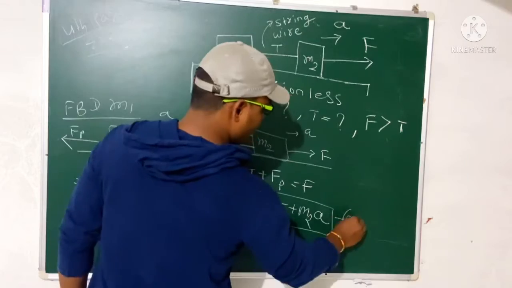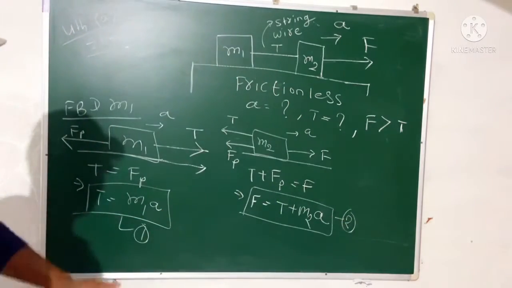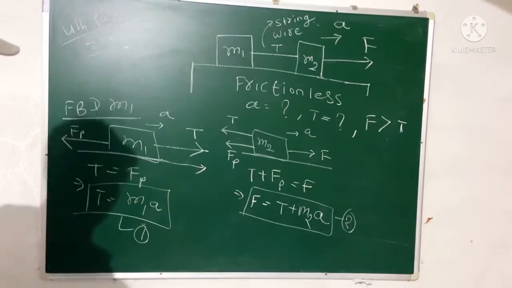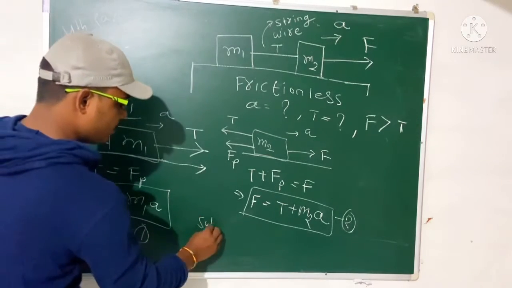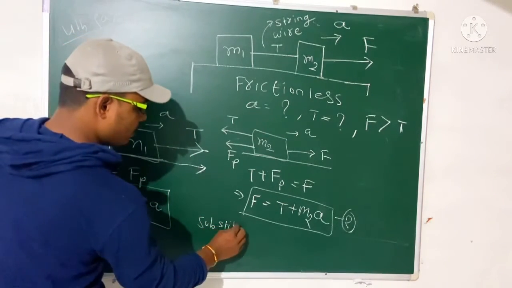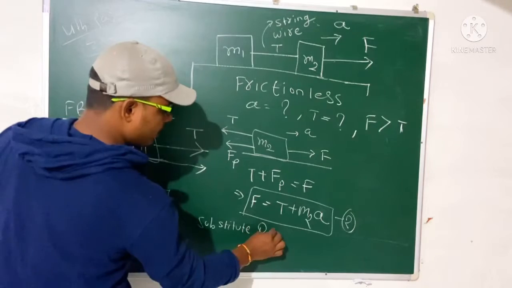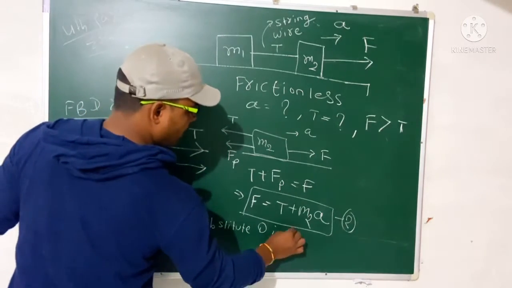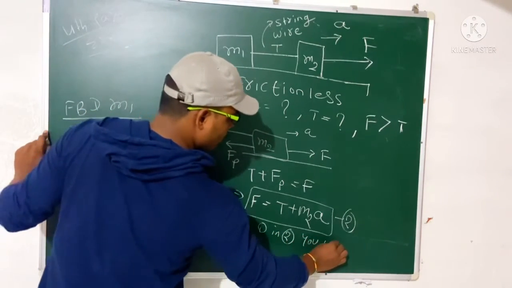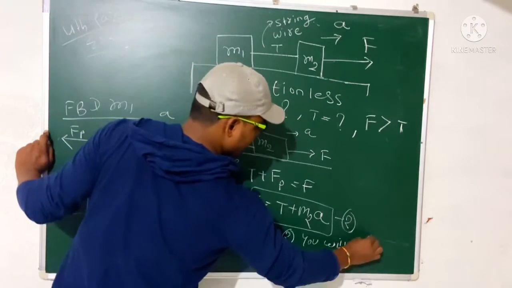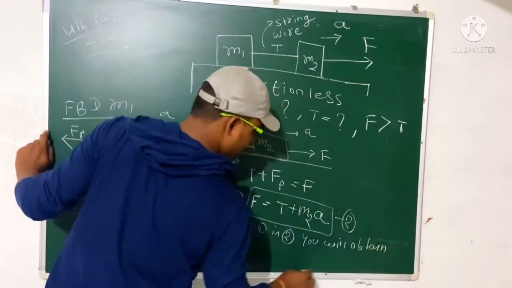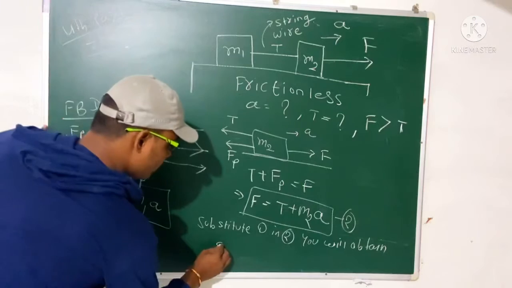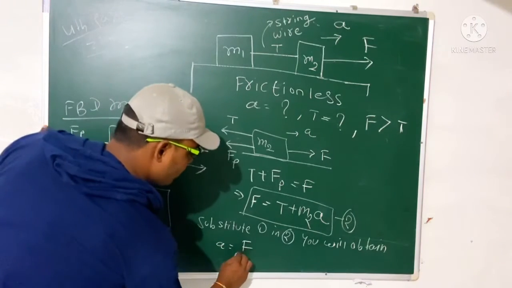So what do you obtain from the first and second equations? Substitute 1 in 2, and what you will obtain? Now your acceleration equal to F by M1 plus M2.